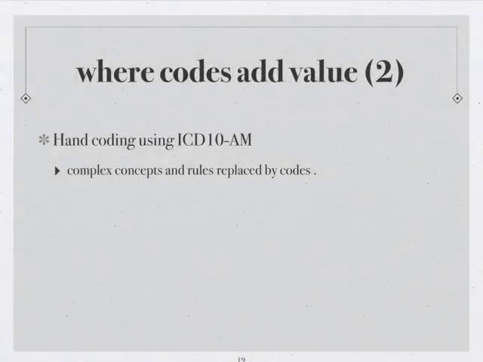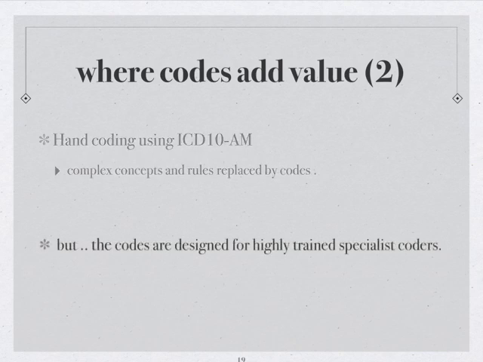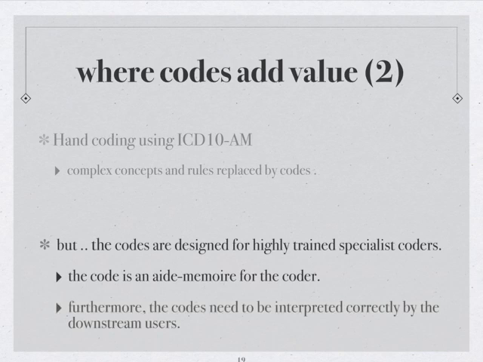Another place where codes can add some value is where human interfaces need to deal with complex concepts which are too hard to describe textually. ICD-10-AM is the classic example of this, where a code replaces a concept which is otherwise too hard to describe. The codes are designed for highly trained specialist coders, and the code is actually an aide-memoire to the coder. Furthermore, the codes need to be interpreted correctly by the downstream users, and that is not always easy to do without access to all the rules and the principles under which the codes were developed and need to be interpreted.